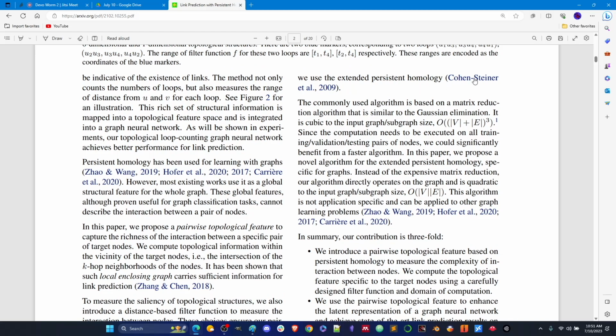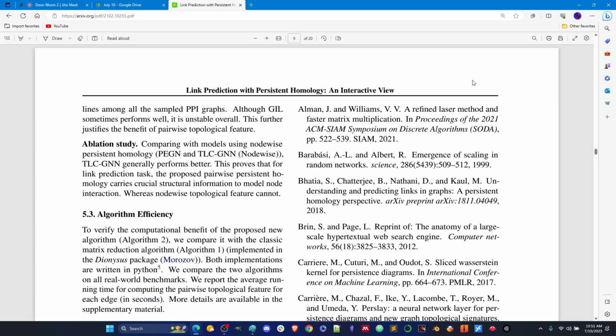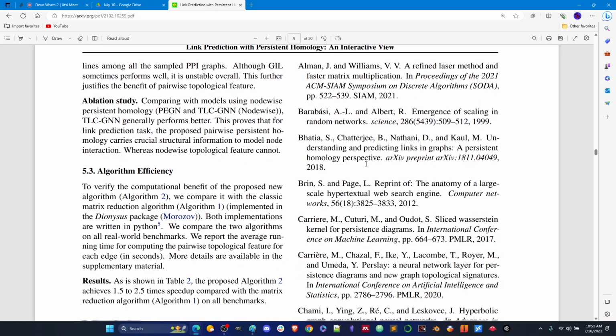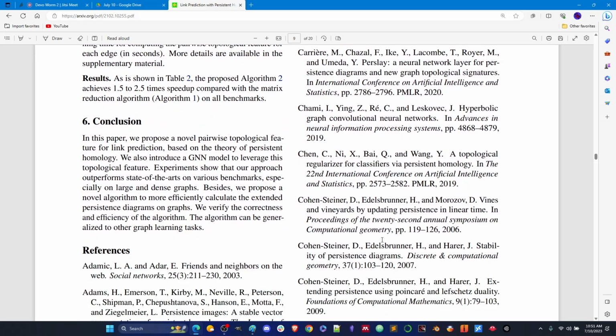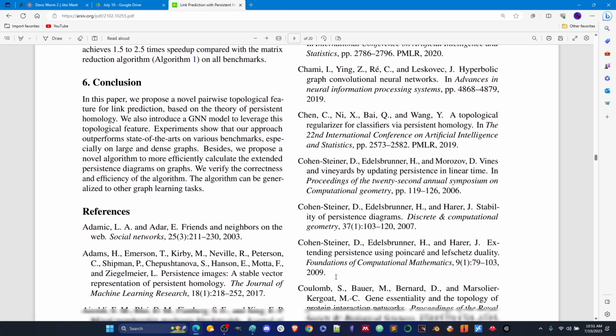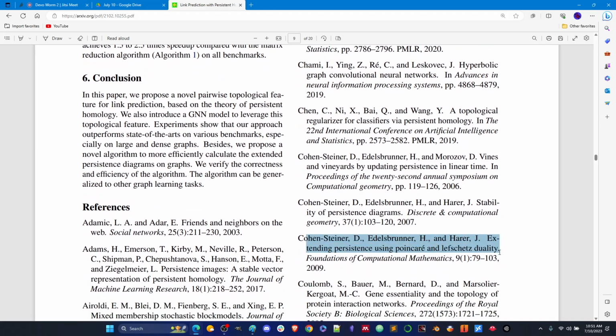And this is the citation, Cohen-Steiner, 2009, and that is here. So this is the paper, Cohen-Steiner et al., Extending Persistence Using Poincaré and Lefschetz Duality. So this is the paper that they're drawing from.